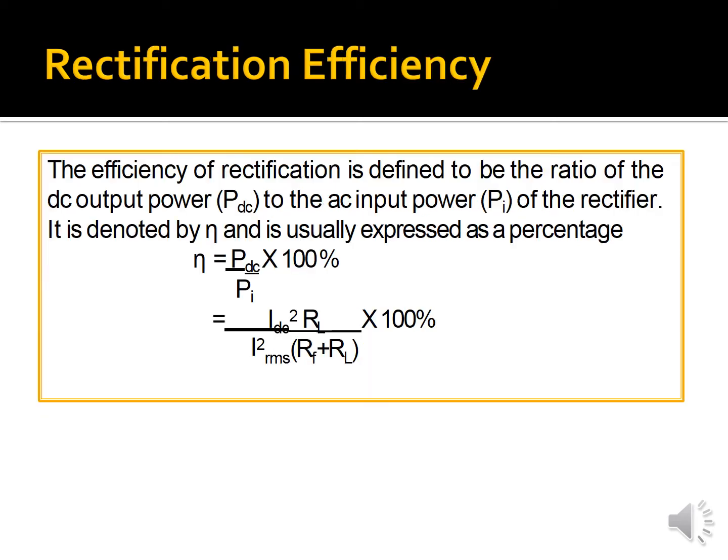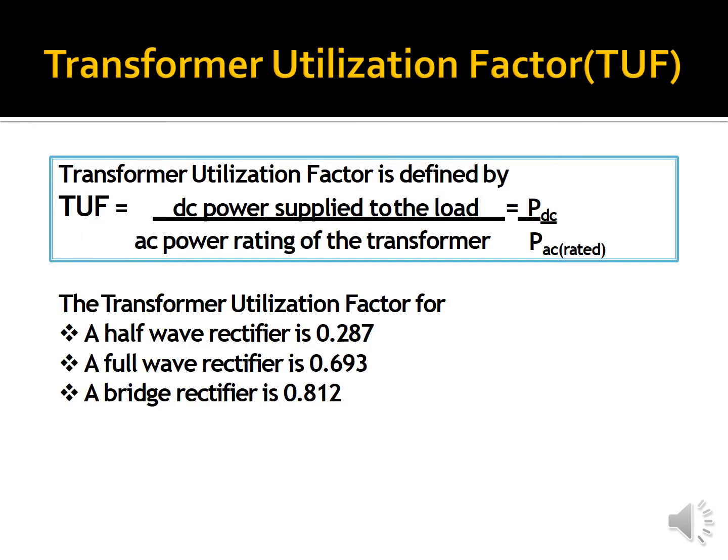And the rectification efficiency is the ratio of the DC output power to the AC input power, which we write as eta equal to PDC divided by PAC into 100%, which is nothing but IDC square into RL divided by I square RMS into (RF plus RL) into 100%. To find the transformer utilization factor, we calculate the DC power applied to the load relative to the AC power rated to the transformer, which is PDC divided by PAC.